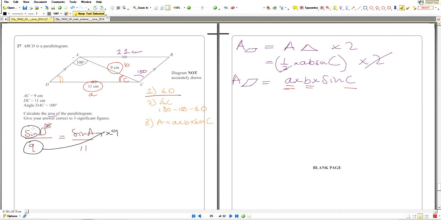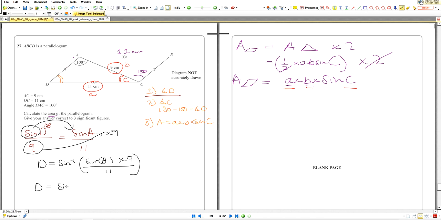And the opposite of sine is inverse sine. So let's rewrite it now. D is equal to sine to the minus 1 of the sine of A times by 9 divided by 11, and that will give us the value of D. So let's quickly work that out.